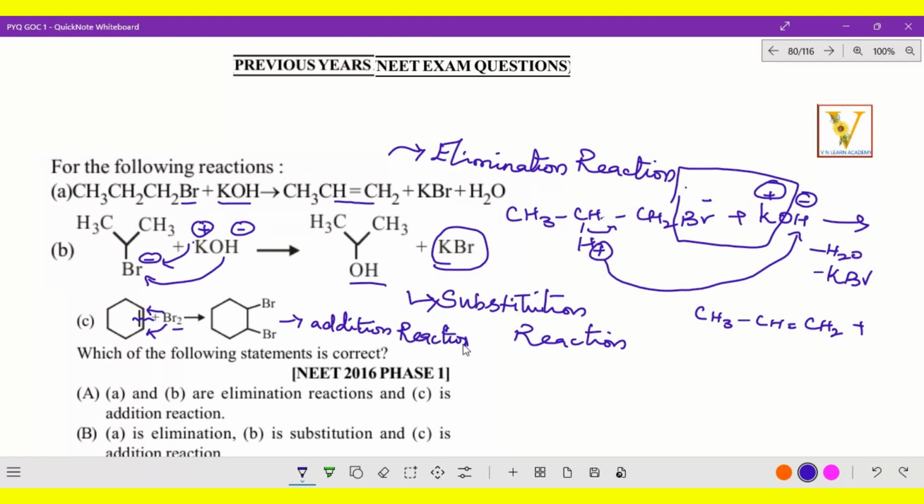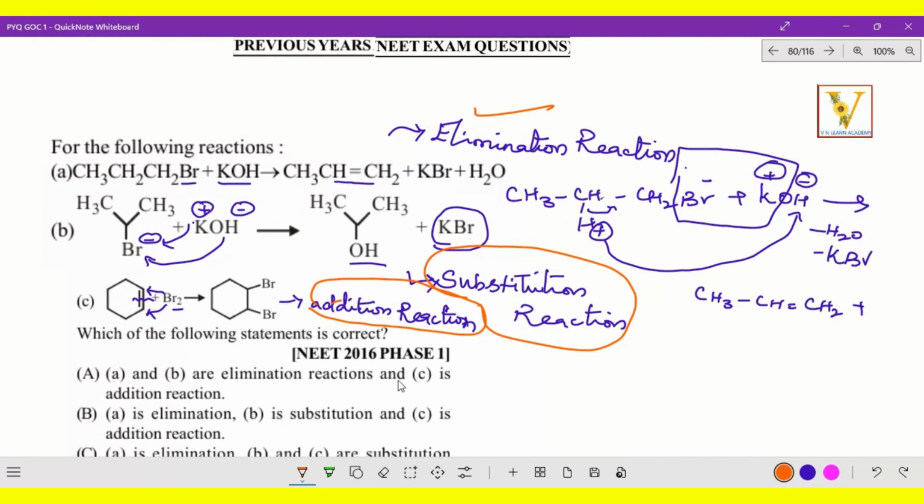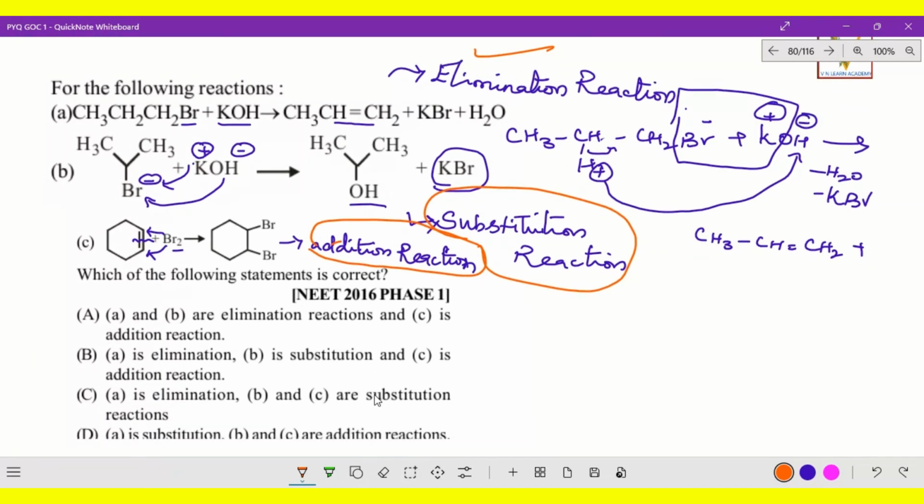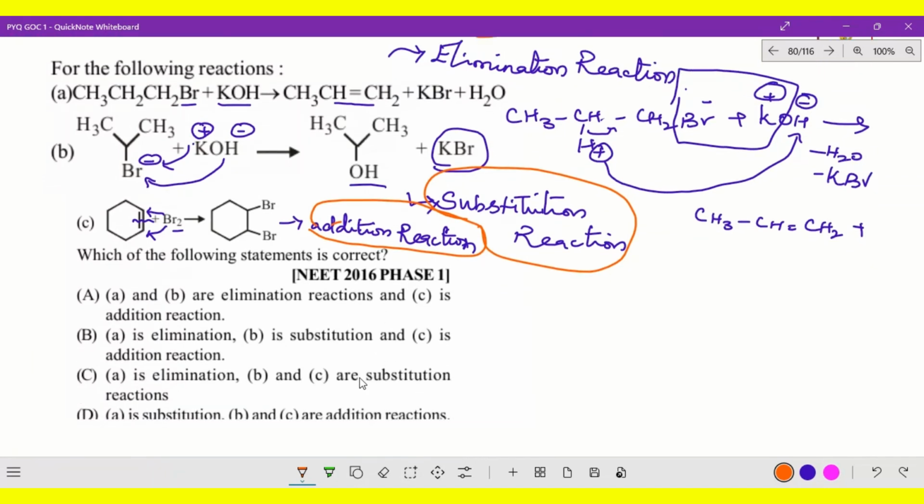So the first one is an elimination reaction, the second one is a substitution reaction, and the third one is an addition reaction. So which is the correct option here? Elimination, substitution, addition. A is elimination, B is substitution, and C is addition.